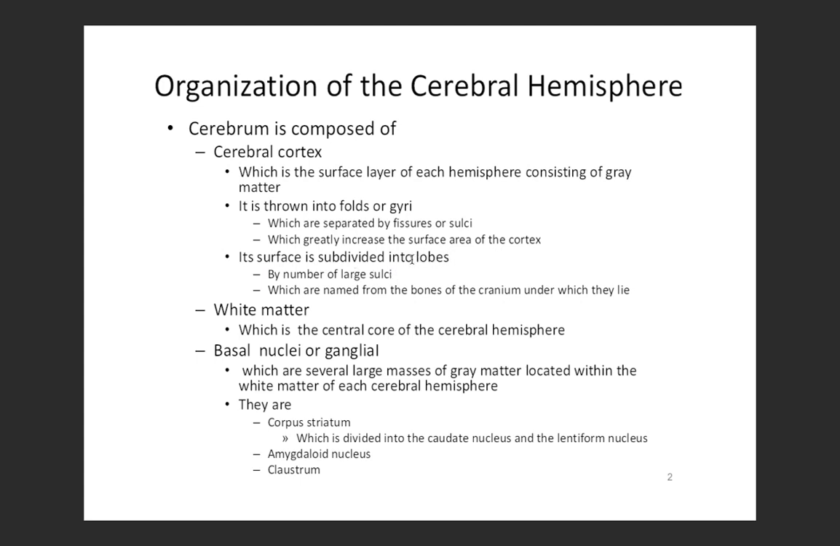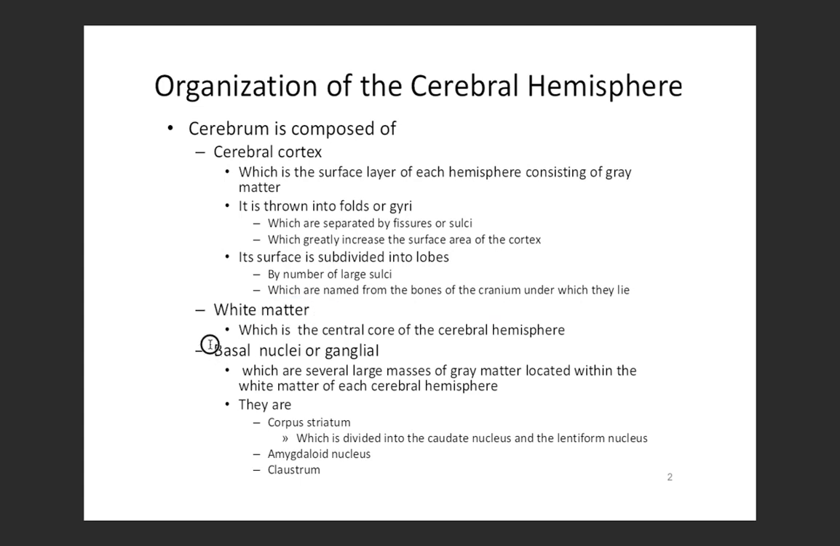Yes, the lobes are organized by the sulci, as we have mentioned before. The gyri are separated by sulci and are named from the bones of the cranium under which they lie. The white matter, as we have mentioned, is the inner core. The word core is very important, meaning the innermost, inside part. So it is the central core of the cerebral hemisphere. The white matter is the inner side.